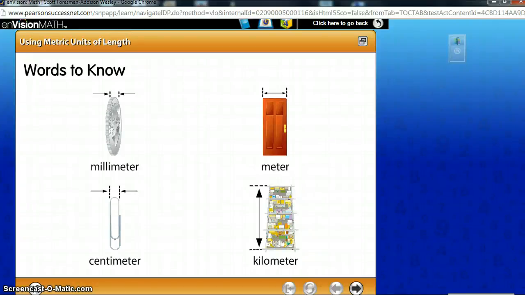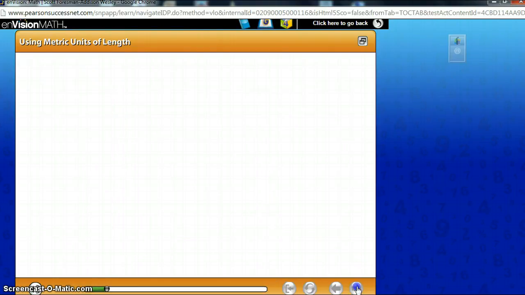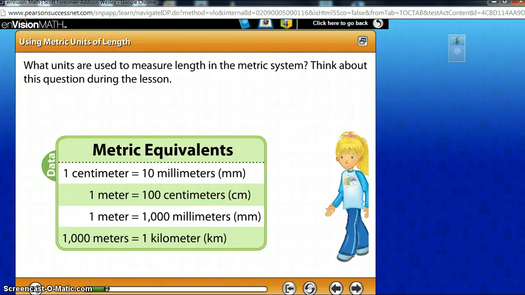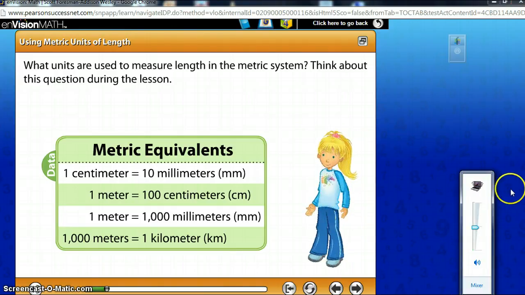Students will be able to measure using metric units of length. Used to measure length in the metric system. Think about this question during the lesson.